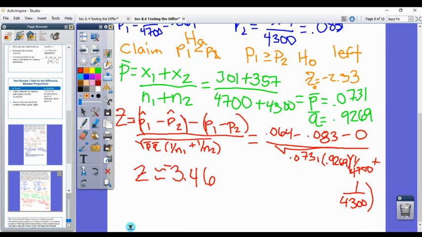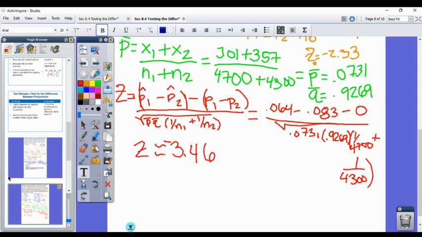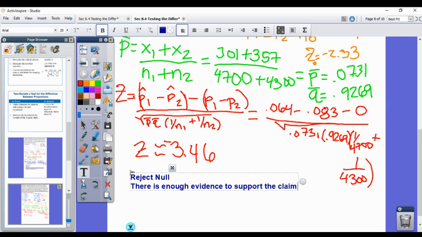Okay, so I'm going to give myself a little bit more room. So we're going to reject the null. So there is enough evidence to support the claim that the death rate due to heart disease is lower for people that took the drug, people that took the medicine.